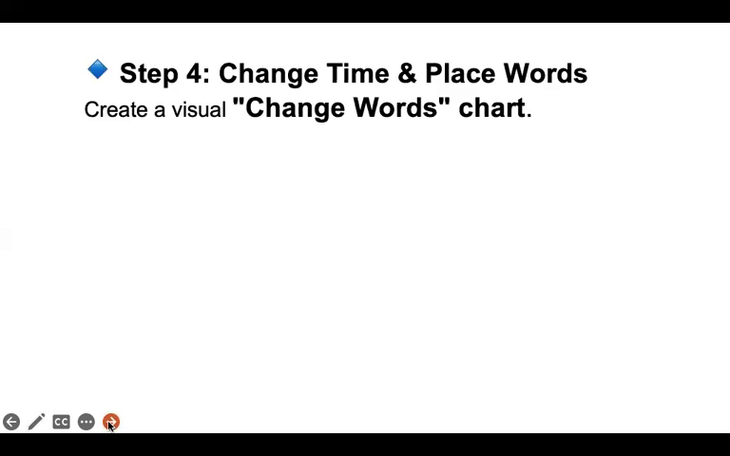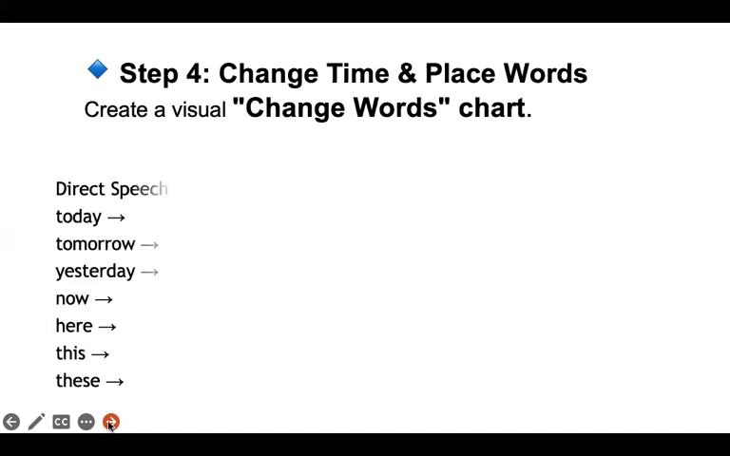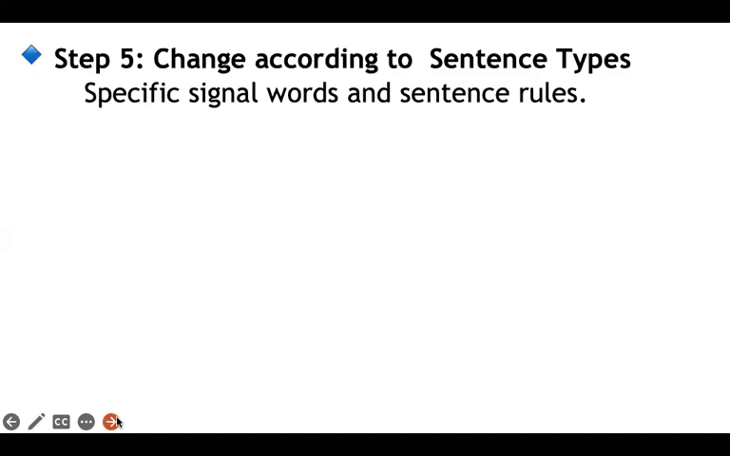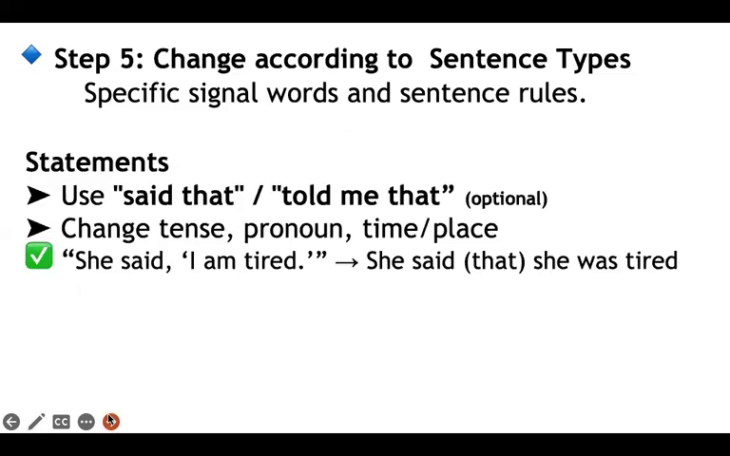Now step 4 is quite simple: change time and place words. What are those? Simply, you can create this chart and place it on the walls so you remember, and you keep on repeating: today changes to that day, tomorrow to the next day, yesterday to the previous day, now to then, here to there, this to that, and these to those. Step 5 is change according to sentence type, the specific signal words and sentence rule. Now this requires a little bit more attention.